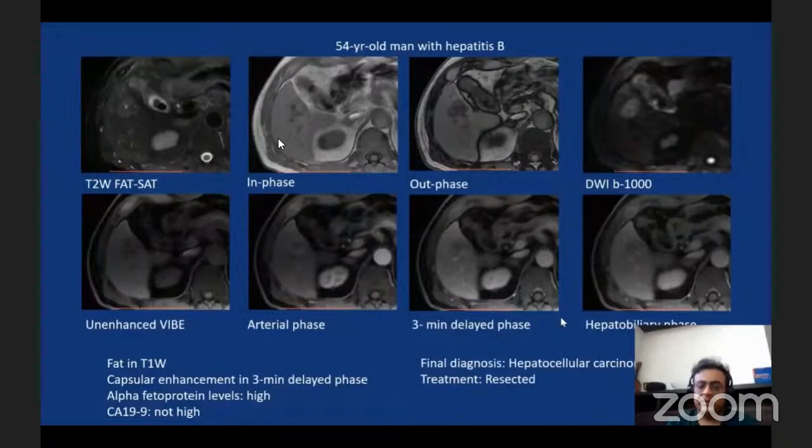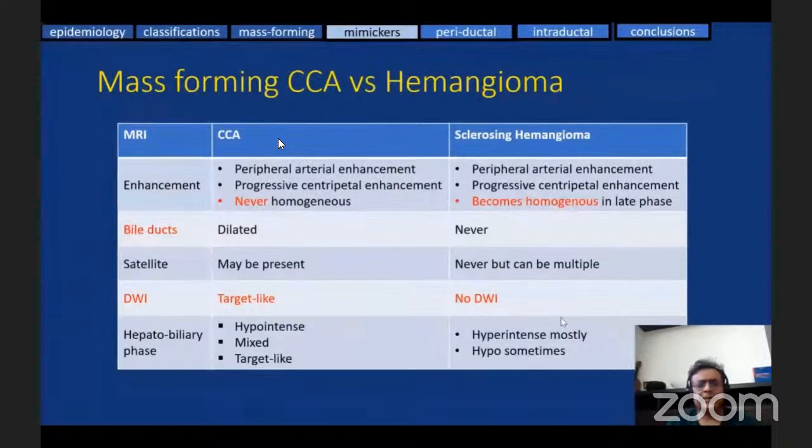This tumor was resected, and the final diagnosis was well-differentiated hepatocellular carcinoma. A rare differential diagnosis of mass-forming cholangiocarcinoma is hemangioma, not the classical hemangioma, but the sclerosing hemangioma. The classical hemangioma typically has peripheral nodular enhancement in the arterial phase, which moves centripetally. In the sclerosing hemangioma, the same findings are present, but delayed. In the arterial phase there is nothing, but in the venous phase there is peripheral nodular enhancement. Even in the quite late phase, there may not be complete filling of the hemangioma, because of the fibrosis in the center.